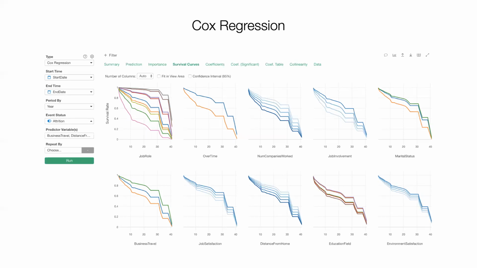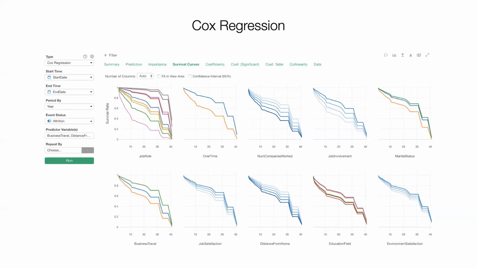But in a nutshell, the cool thing about survival analysis with Cox regression is that we added a survival curves tab. Under there, you can see how the survival curve changes when each predictor variable changes. For example, when the job role changes, how would the survival curve be? The survival curve has time on the x-axis and the survival rate or retention rate on the y-axis, showing the probability that people still survive or stay.